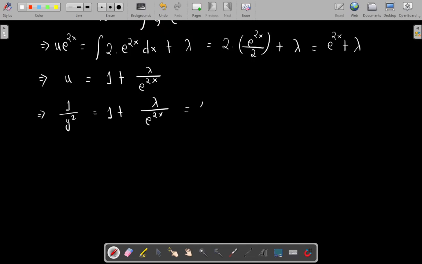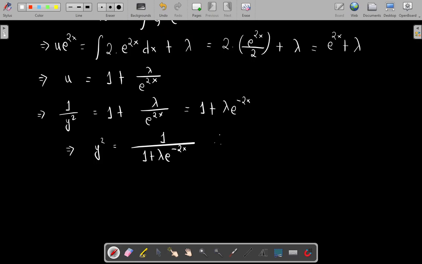So let us write the right hand side as 1 plus lambda e raised to the power negative twice x. So now y square will be 1 upon 1 plus lambda e raised to the power minus 2x, right? We've just cross multiplied both sides. 1 by y square was equal to 1 plus lambda e to the power minus twice x, so we have just cross multiplied both sides, and this is y square.